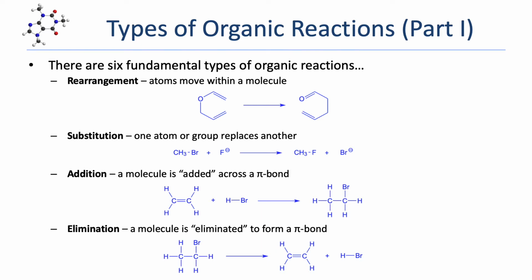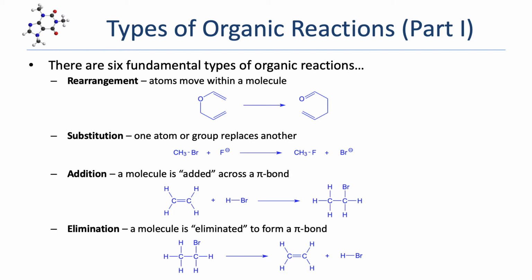A substitution is simply when one atom or group of atoms is replaced by another. So here you can see that in the organic molecule, this bromine atom is going to be replaced by a fluorine atom. Then we have additions. An addition is when one molecule is literally added across the pi bond of an organic molecule. So if you look at this reaction, here we have an alkene reacting with HBr, and the entire HBr molecule was added across that pi bond.